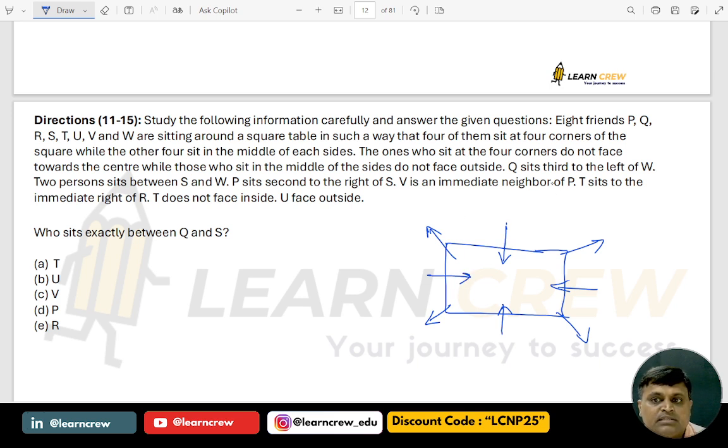Q sits third to the left of W. 2 persons sit between S and W. P sits second to the right of S. U faces outside. T sits to the immediate right of R.